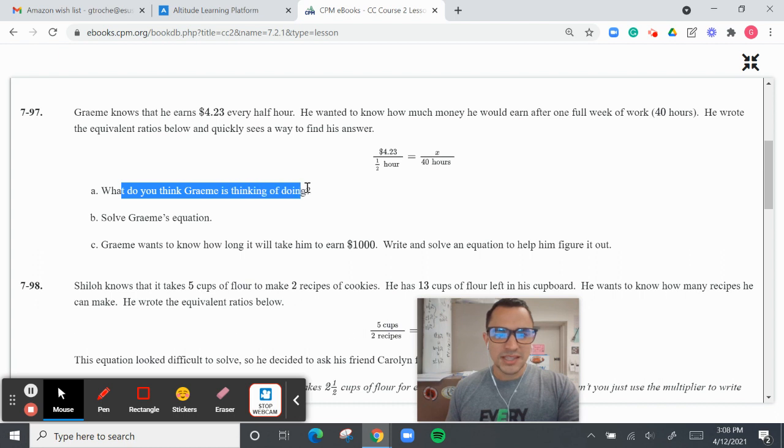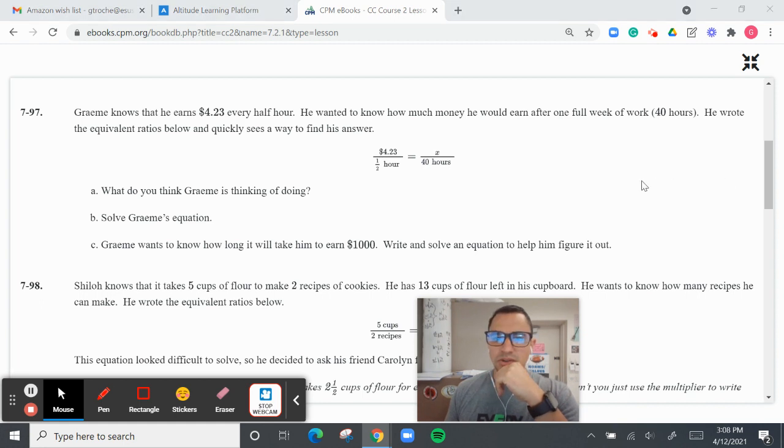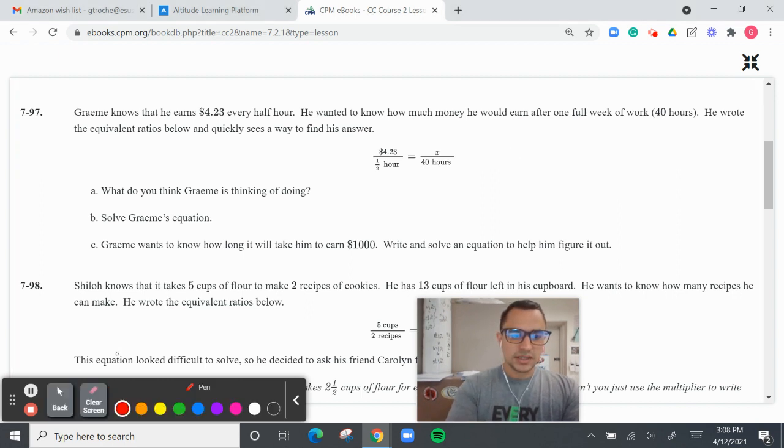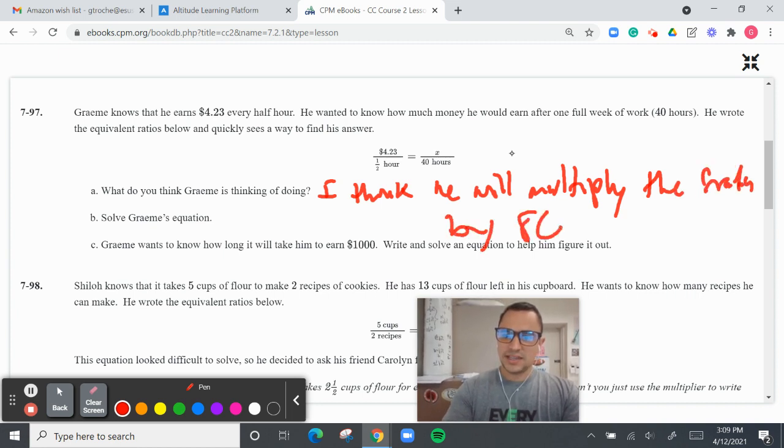What do you think Raymond is thinking of doing? What do you think he's thinking about doing? Go ahead and pause the video and let me know what you think. All right. One thing that I would say is that I think he will multiply the fraction by 80.